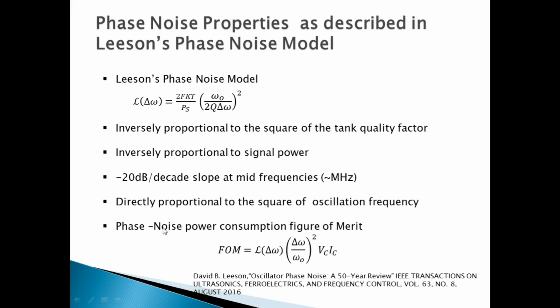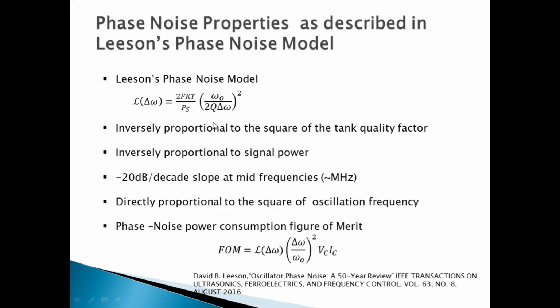So we use Leeson's phase noise model. It has a slope of minus 20 dB per decade. The only way to compare oscillators running at different frequencies is to take this difference in frequency into account, and people have defined the so-called phase noise to power consumption figure of merit. So I'll be talking about that.